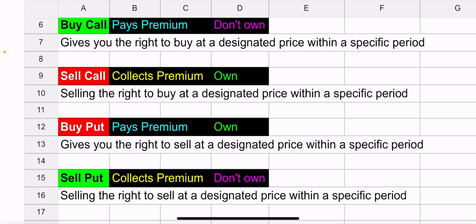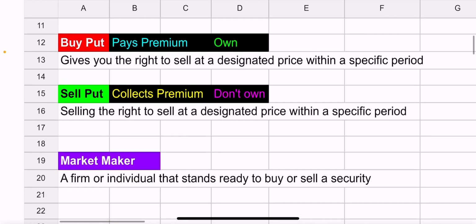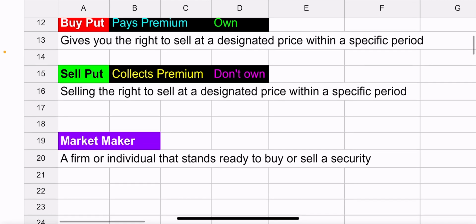That's the 4 transactions. Now, who is on the other side, you ask? Who the hell is buying calls, selling puts, buying puts, selling calls? Who? Obviously us, the retail investor, we're there. And there's another degenerate retail investor on the other side, right? However, it's not all us, it's market makers.